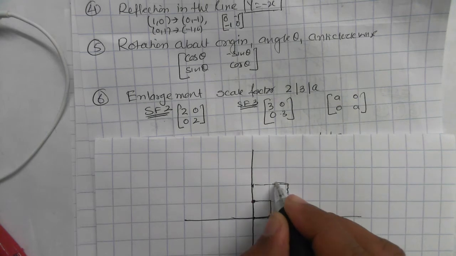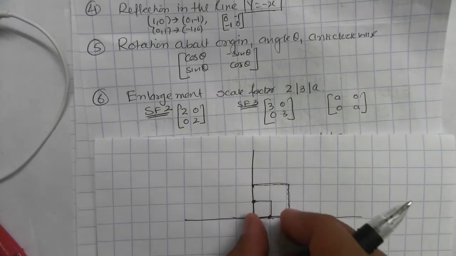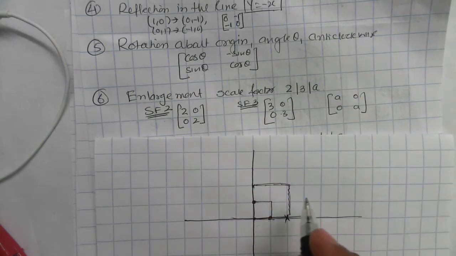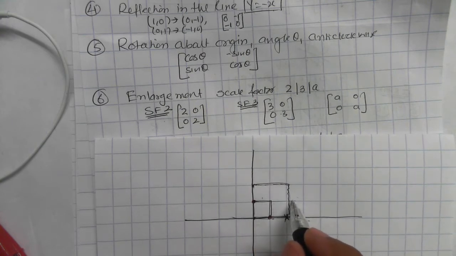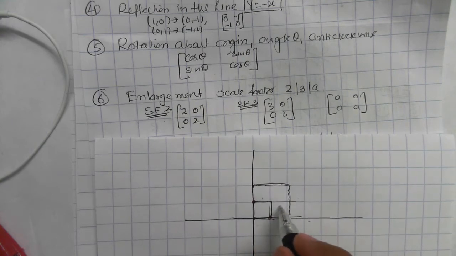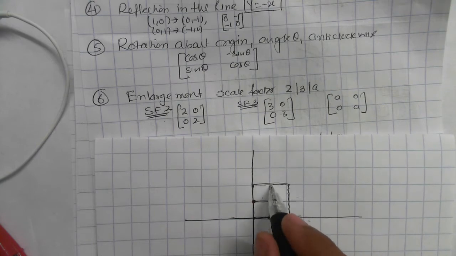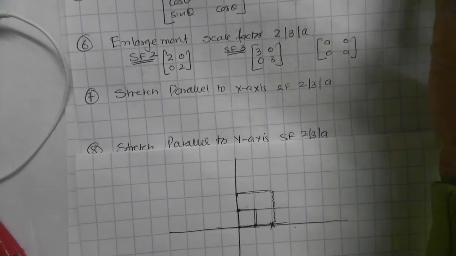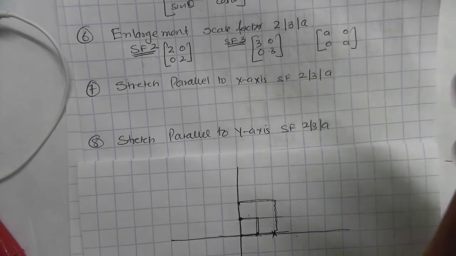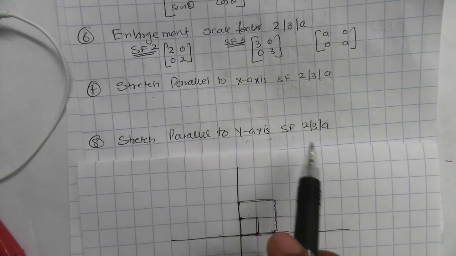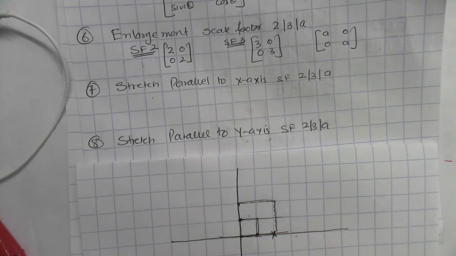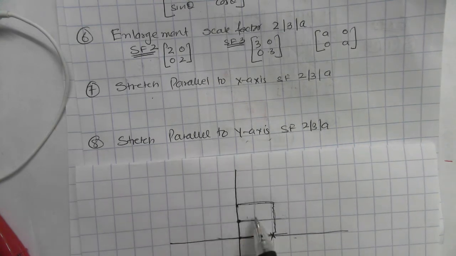But what happens if enlargement is going to happen only in one direction? Like for example, this is a square, you just push it that way, so it just gets enlarged in this direction, or just gets enlarged in that direction. They're called stretches, and we're going to be working on two stretches: stretch parallel to x-axis and stretch parallel to y-axis. Think about it. When it is stretching parallel to x-axis, remember y-axis doesn't change, and when it's stretching parallel to y-axis, remember the x-axis doesn't change.